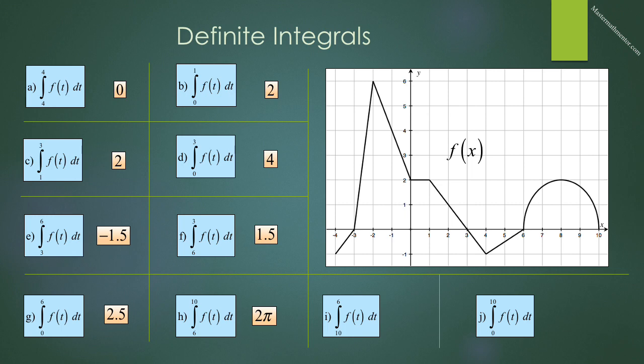H asks for the integral from 6 to 10 of f of t dt. This is a semicircle with radius 2, and therefore the area is 2 pi.